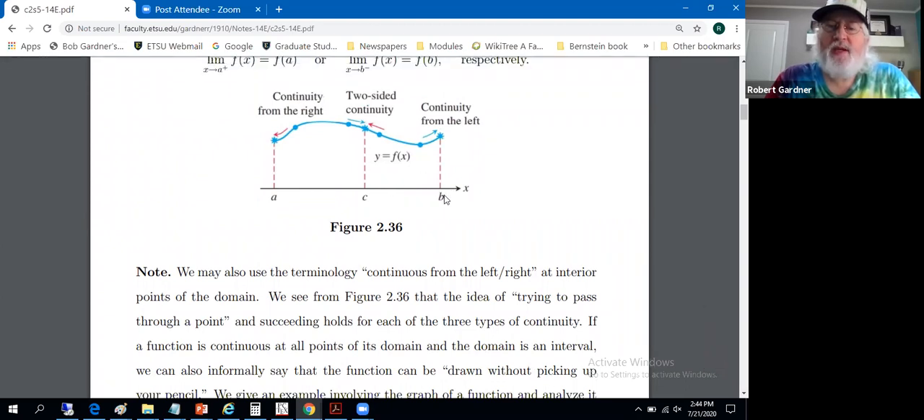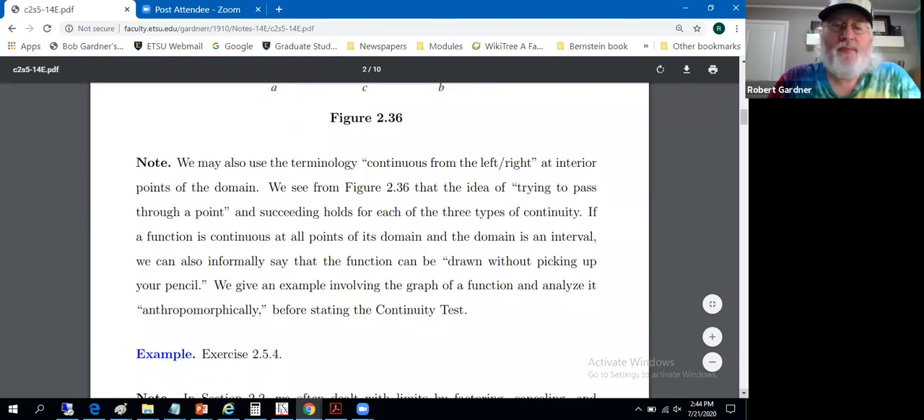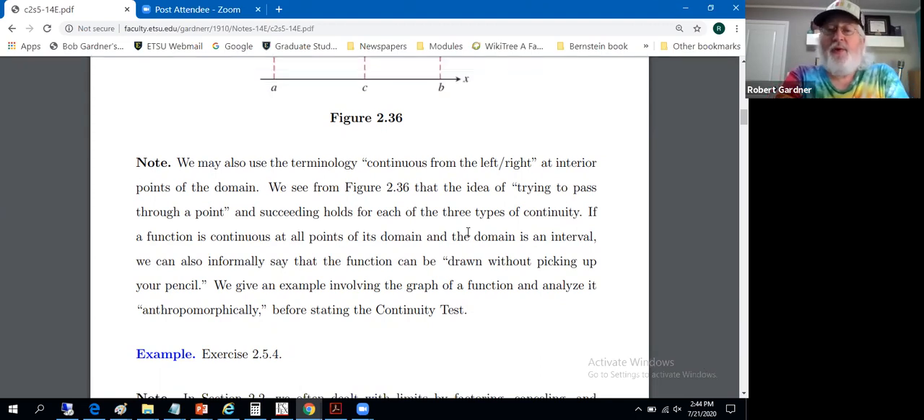This point b could be an interior point and the function be graphed over here as well, and it might have some strange behavior over here to the right of b. But we could use this continuous from the left and right ideas at interior points as well, and we take the same definitions, the one-sided limit stuff. The trying to pass through a point and succeeding idea holds for these three types of continuity.